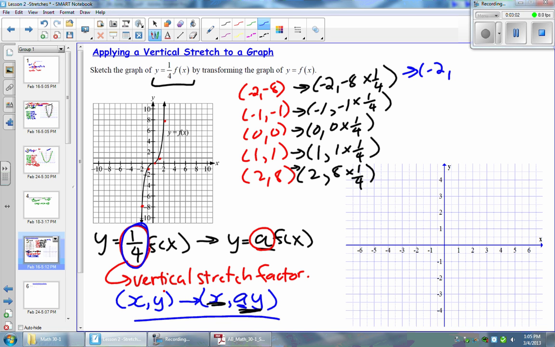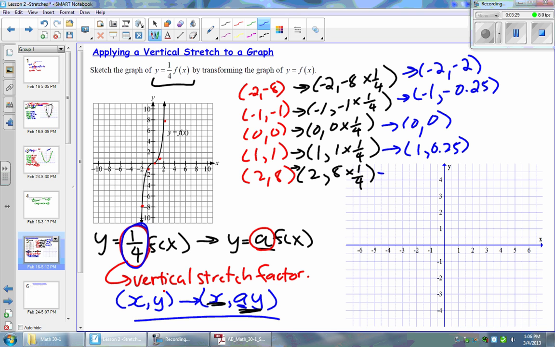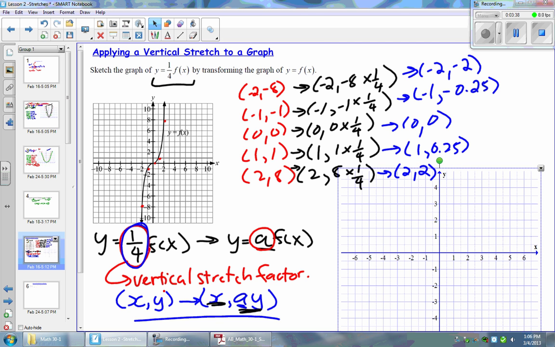-2, -8 times 1/4 gives you -2. -1, -1 times 1/4 gives you, if you like decimals when you're graphing, -0.25. Let's keep going here. 0, 0 times anything gives you 0. 1, 1 times 1/4 gives you 0.25. And 2, 8 times 1/4 gives you 2. So there are the new transform points in blue. From here, we simply graph those points and connect them.